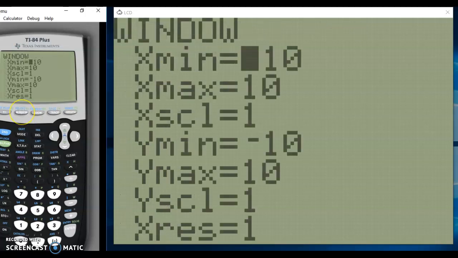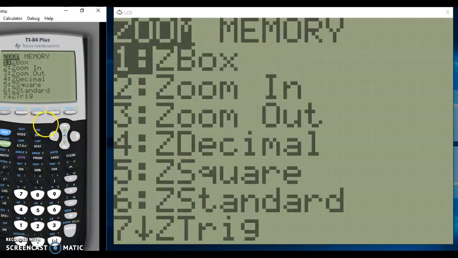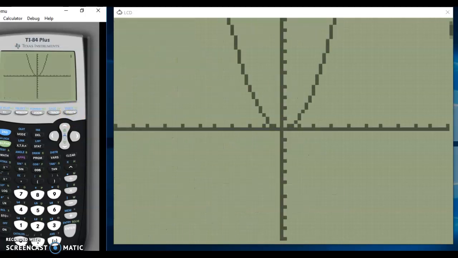And the window that we want to look at is our normal standard window, which goes from -10 to 10 on the x and y axis. So if your window is anything different from this, you can always go to zoom and hit 6, and that zoom standard will always take you back to that window. So we want to look at our graph. We hit graph, and we notice it is this U-shaped graph. Okay, and what that graph is called is a parabola.